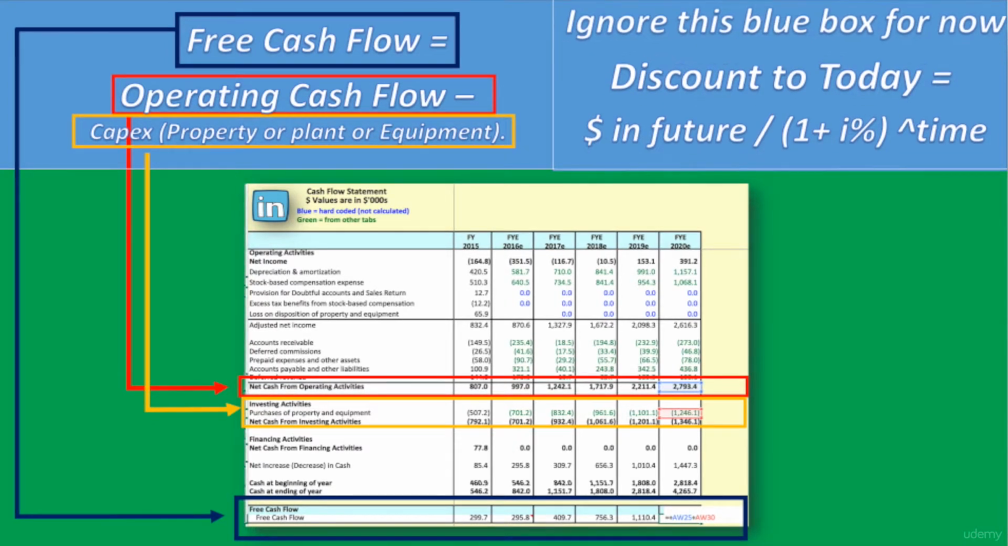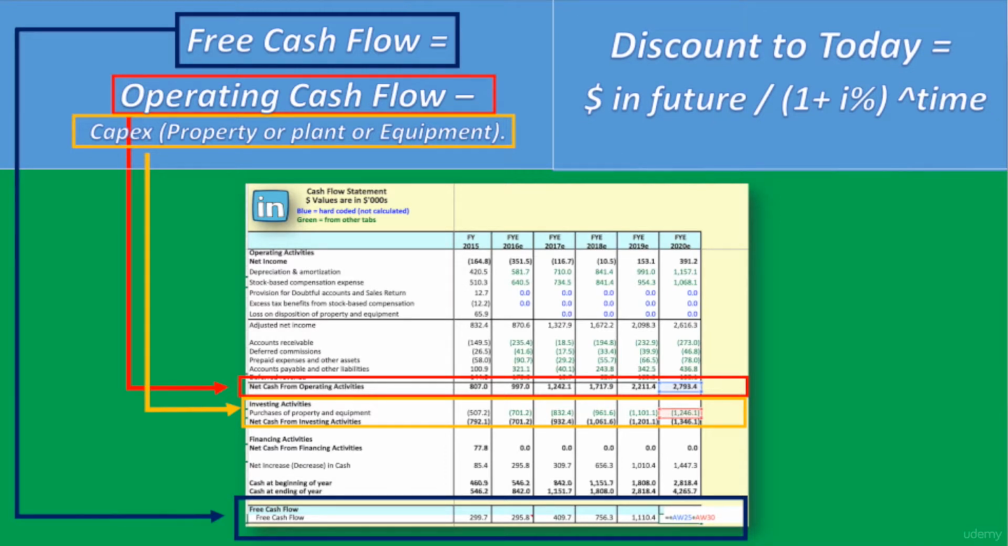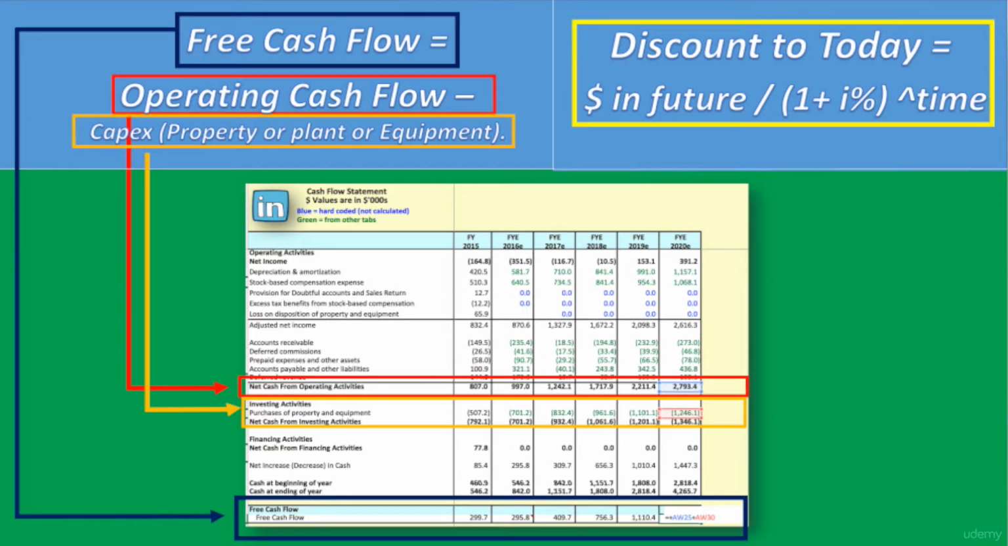All right, let's stop ignoring the blue box. So remember we discounted Spock from 10 years to today. Well, we have to do that with every single year of free cash flow for LinkedIn as well. And that's how we find out the value of the company. If you take the future cash that any company makes and discount it to today, that's the value of the company.